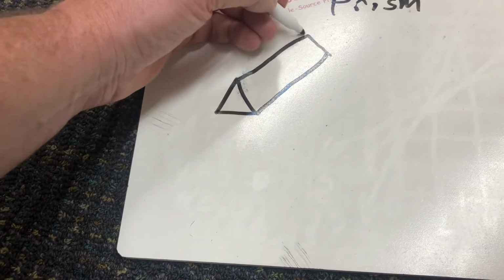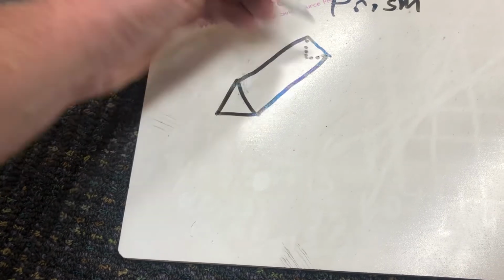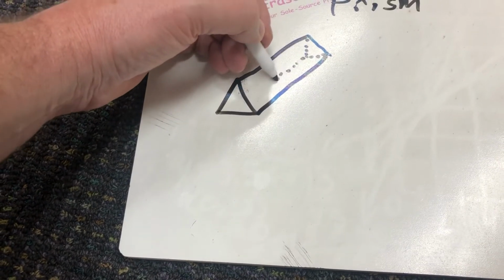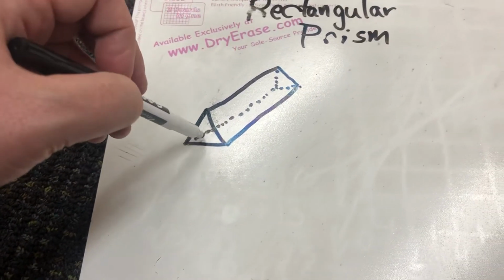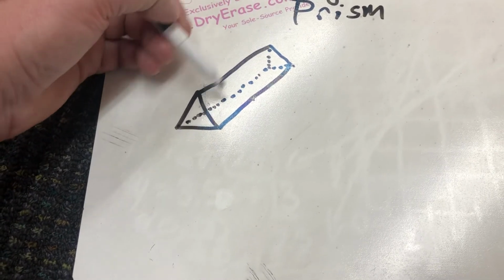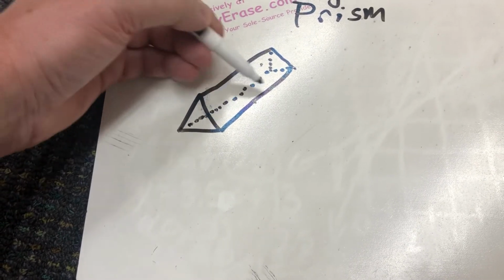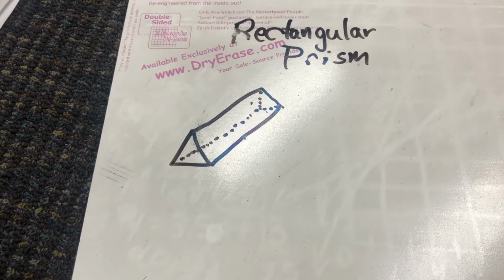All right, and then we'd have our triangle there, and we'd connect them, make them a little three-dimensional. And so you see we have a triangle here and a triangle here connected by a rectangle here to the right, a rectangle down there to the left, and a rectangle there at the bottom. That would be a triangular prism.